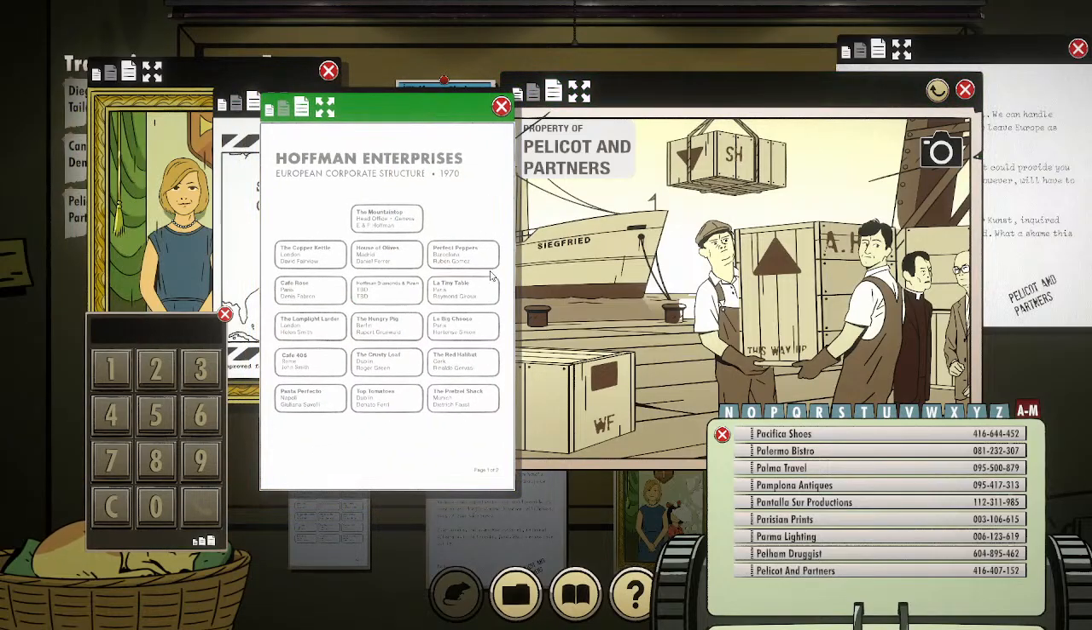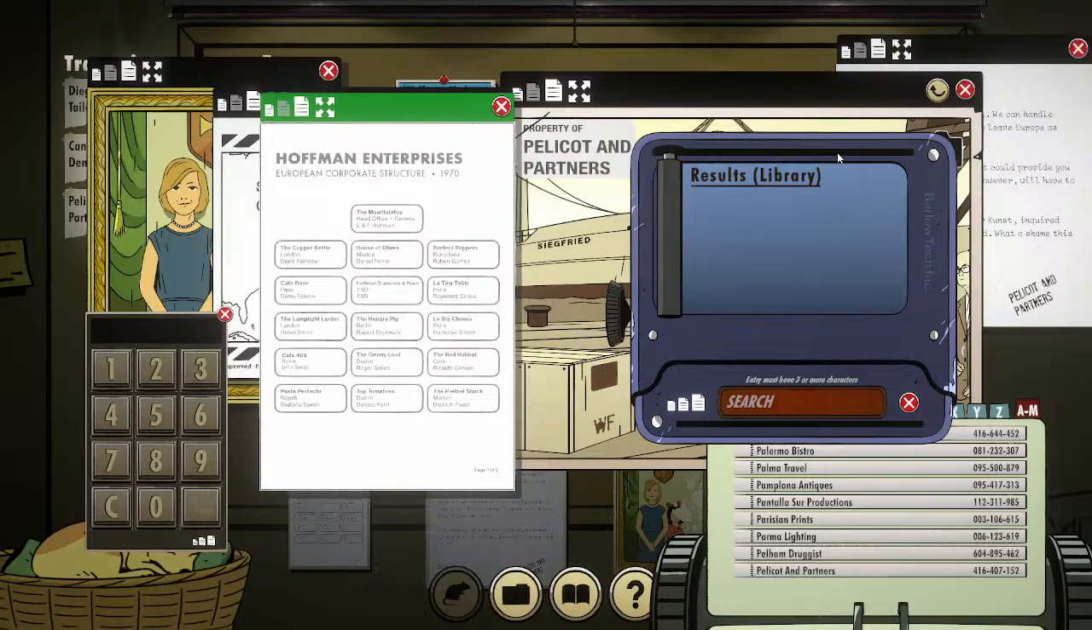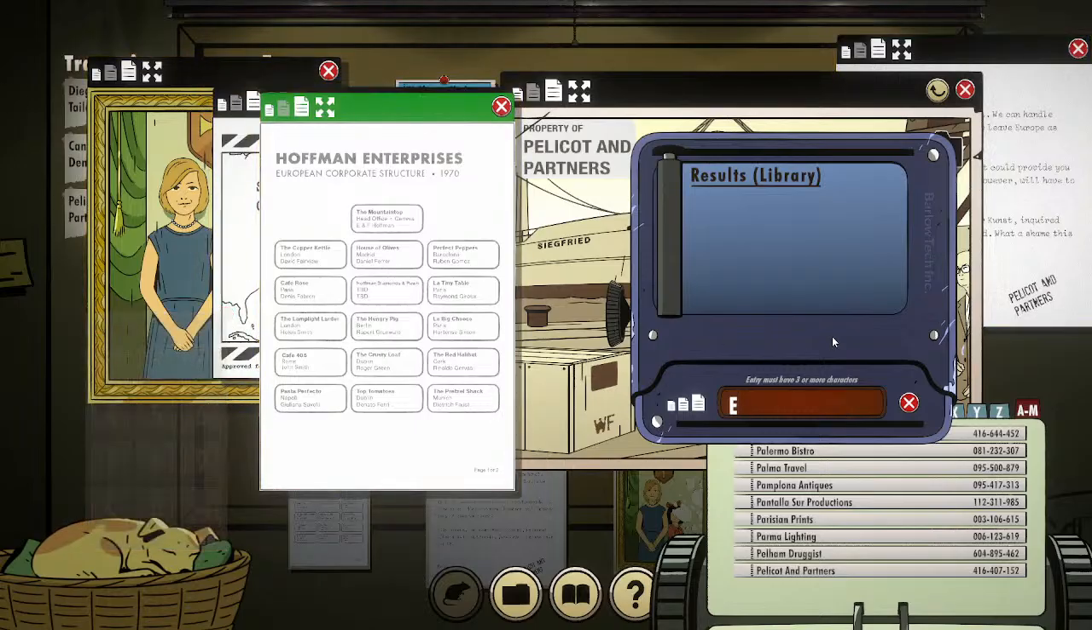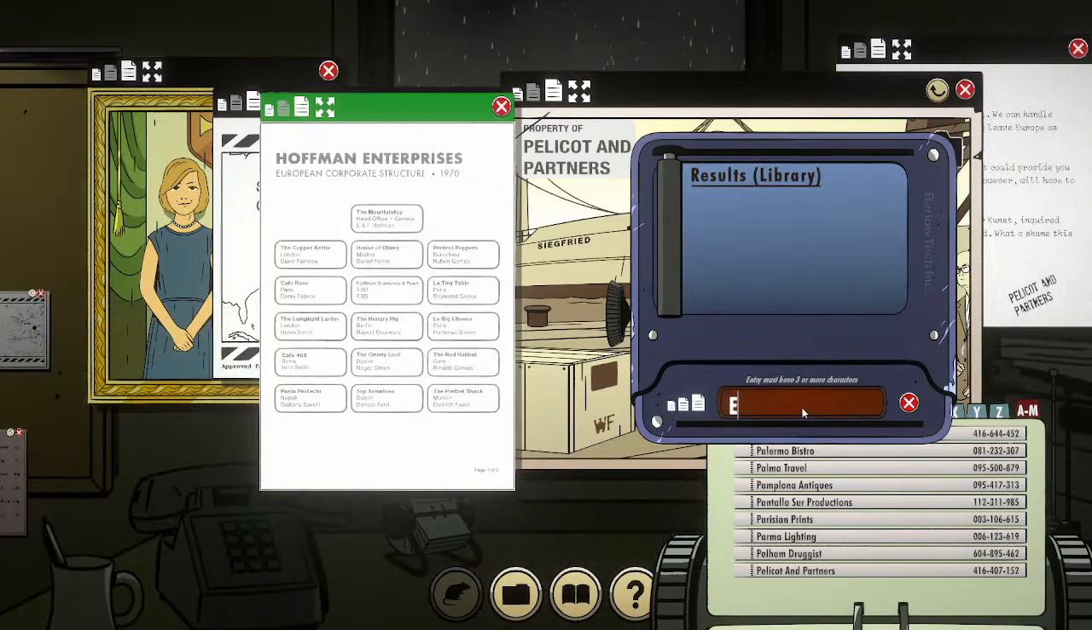This is a lot of information to work with. What am I supposed to do with all this? Copper kettle. Am I supposed to call some of these places? Where's my Rolodex? Where's my library? Why am I doing phone? What? Oh, what? Okay, hold on. If I do an ampersand, it goes to the phone? I guess that's not gonna work.